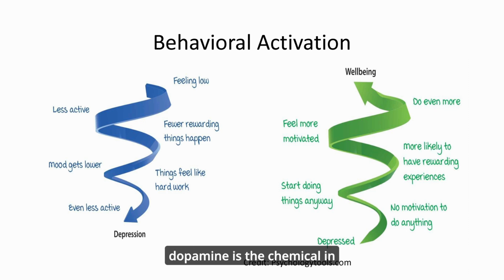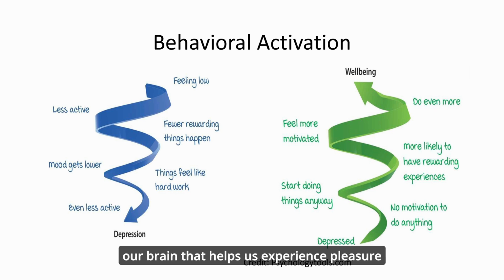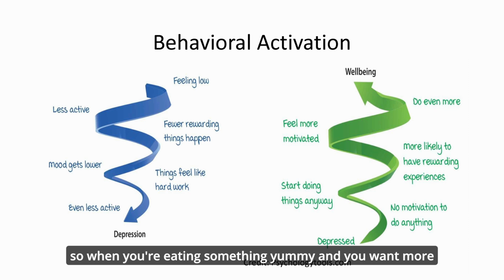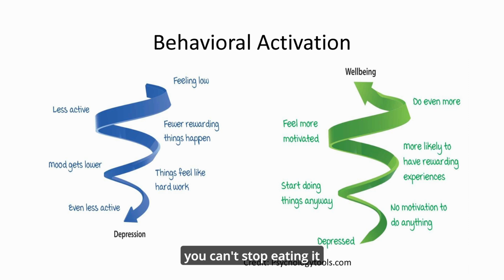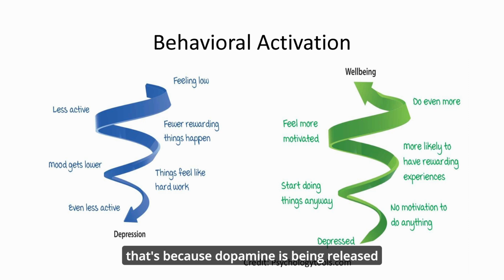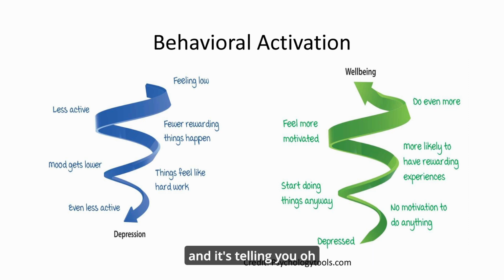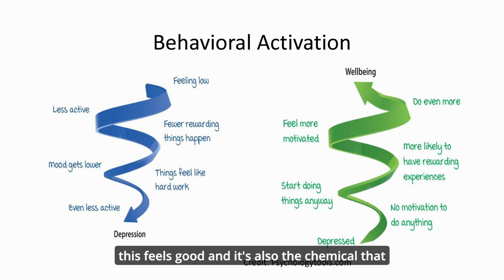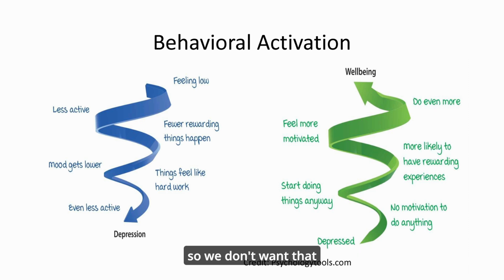Dopamine is the chemical in our brain that helps us experience pleasure, right? So when you're eating something yummy and you want more and you can't stop eating it, that's because dopamine is being released and it's telling you, oh, give me some more. This feels good. And it's also the chemical that mainly gets impacted with drugs such as cocaine and meth. That's why those drugs are so highly addictive, because they're very pleasurable. They release copious amounts of dopamine. So we don't want that.